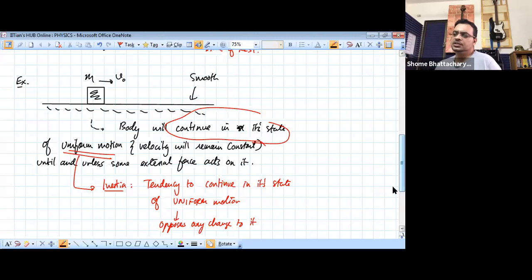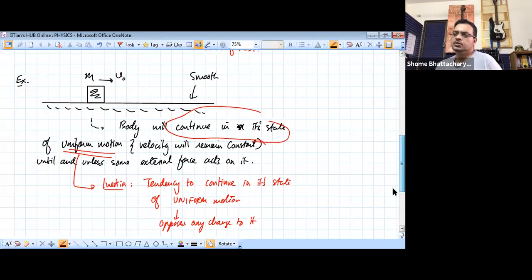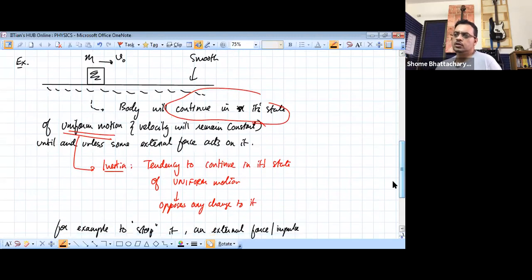And inertia of motion can be measured by the amount of momentum. So if you compare two blocks having different momenta, now to bring both of them to rest, for example, you have to apply some impulse, that is force multiplied by time. But which one will require larger impulse to bring it to rest? The one having more momentum.